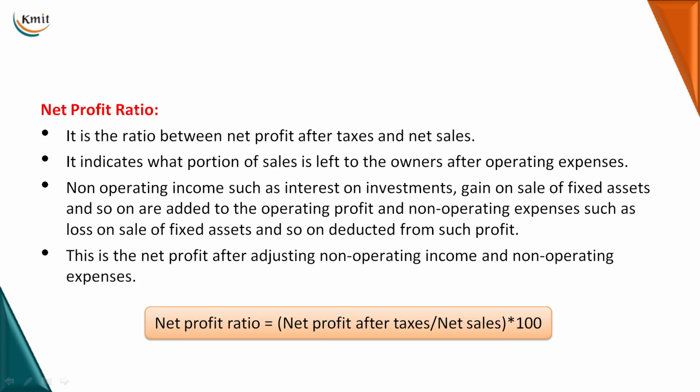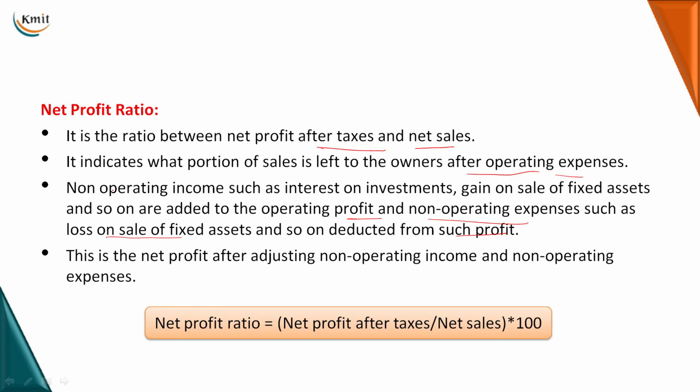Net profit ratio. It is the ratio between the net profit after taxes and net sales. It indicates what portion of sales is left to the owners after meeting its operating expenses. Non-operating income such as interest on investments, gain on sale of fixed assets and so on are added to the operating profit and non-operating expenses such as loss on sale of fixed assets and so on are deducted from the such profit.